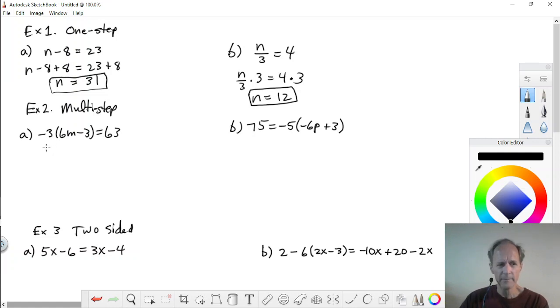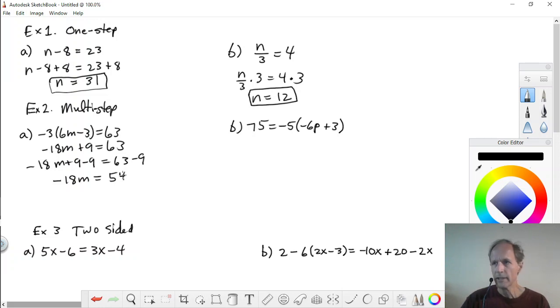Negative 3 times 6m, negative 18m. Negative 3 times negative 3 is positive 9. Okay, you have to do that step first. And now we can do some things. We can subtract 9 from both sides. Has to be both sides to get rid of this 9. And 9 minus 9 is 0. We are left with negative 18m on the left. 63 minus 9 is 54. We will now divide both sides by the negative 18.